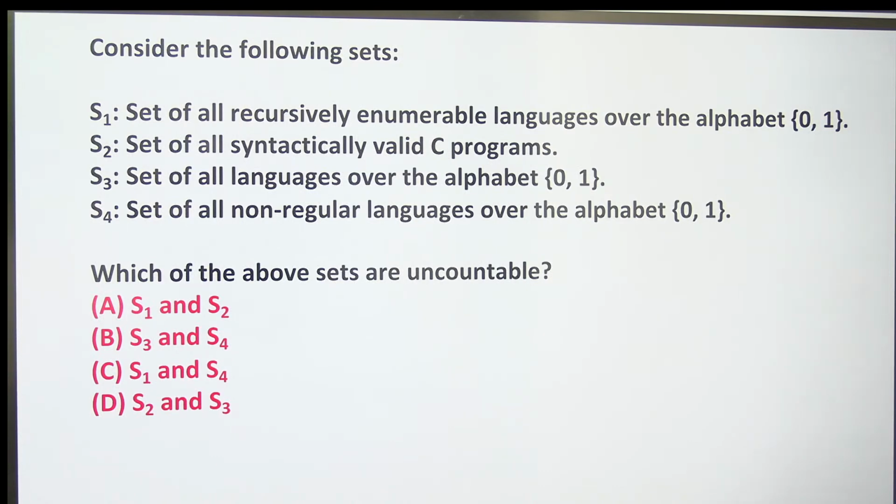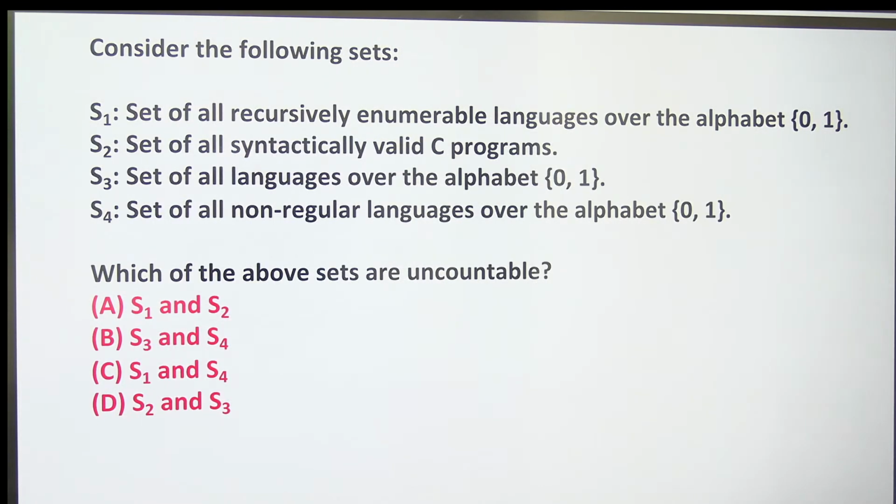Uncountable means one-to-one mapping not possible. Set of all recursively enumerable languages over the alphabet 0, 1 means set of all Turing machines. So it's countable. Set of all recursively enumerable languages are countable. Next one, set of all syntactically valid programs. I think S1, S2 same. That is also countable. One-to-one mapping possible.